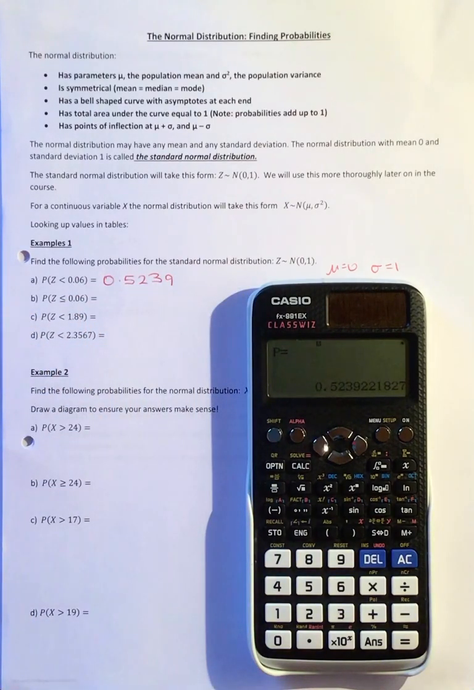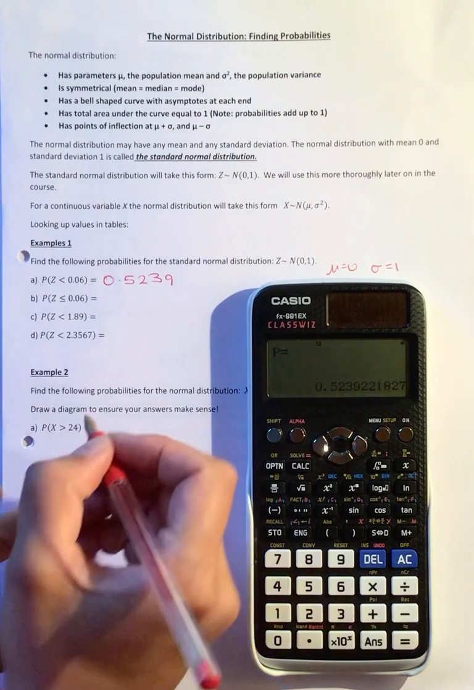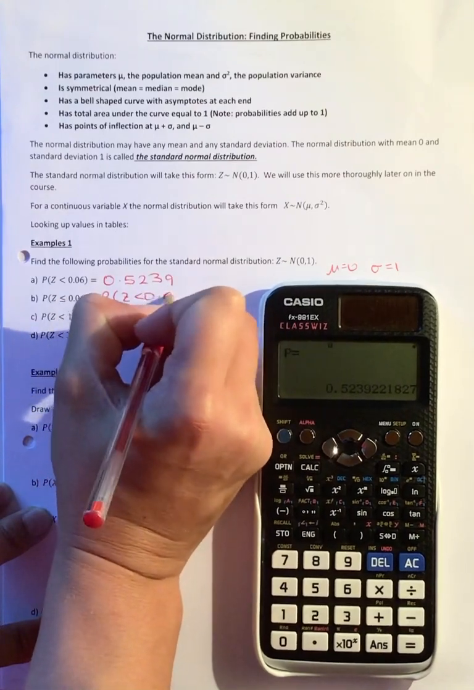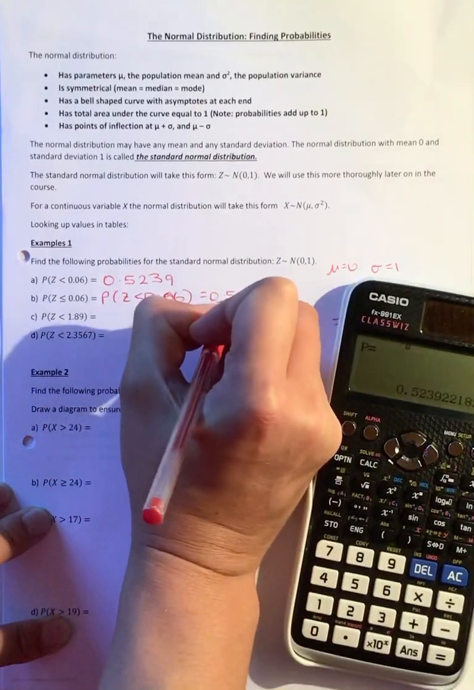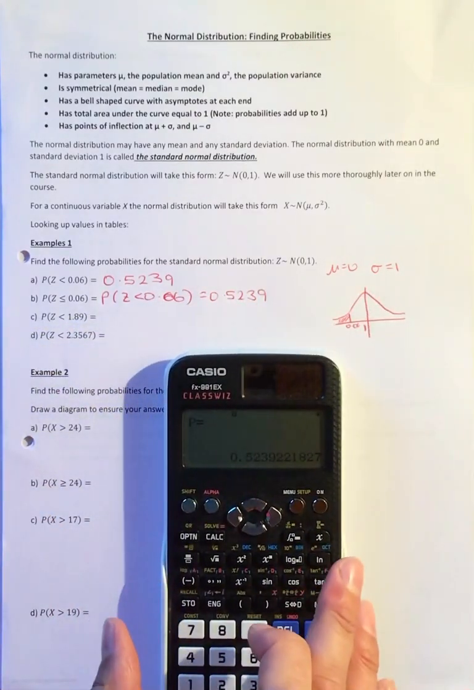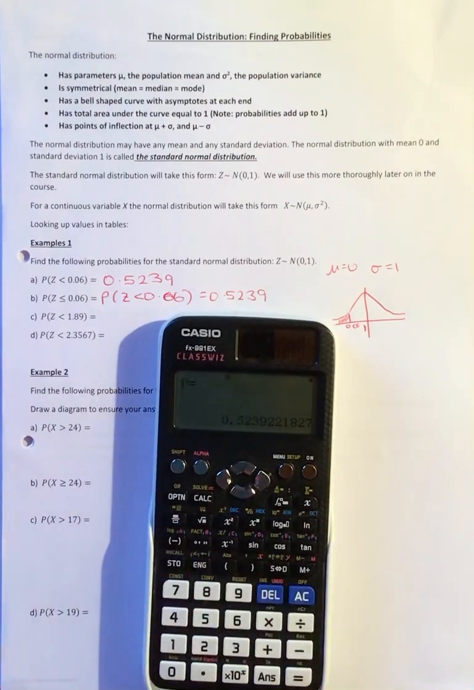Now, if we want the probability that Z is less than or equal to 0.06, remember for these continuous random variables, we give the probability of it being equal to 0.06 as 0, because there are infinite possibilities. So they are distributed so finely that the probability of Z being actually equal to 0.06 is 0. So this is the same as the probability that Z is less than 0.06, which we've just worked out. Okay, so that's the probability Z is less than or equal to 0.06.